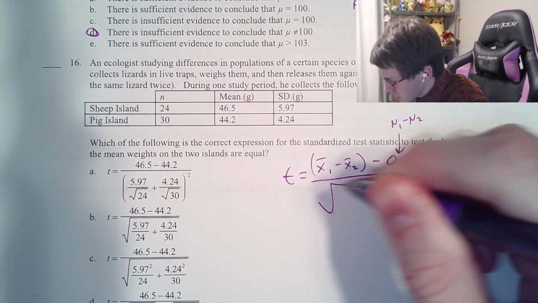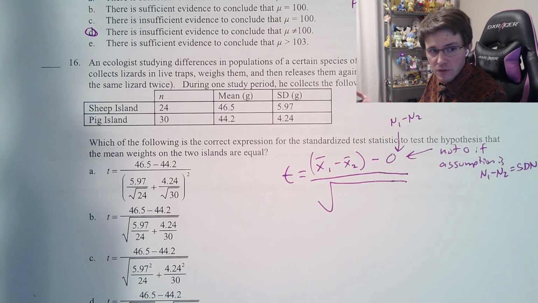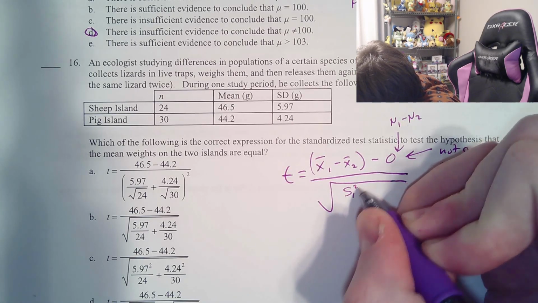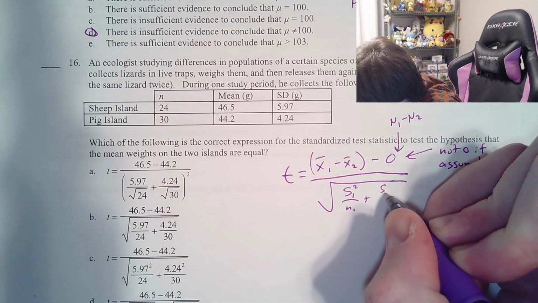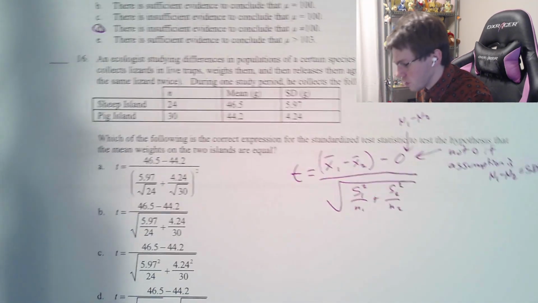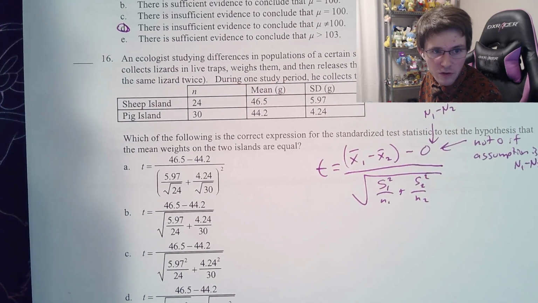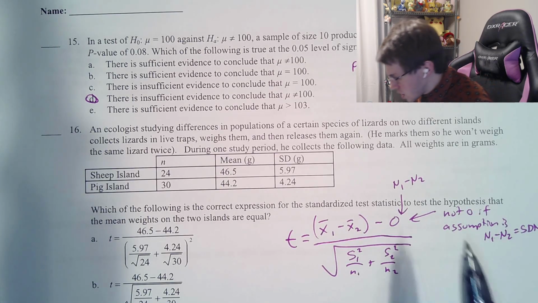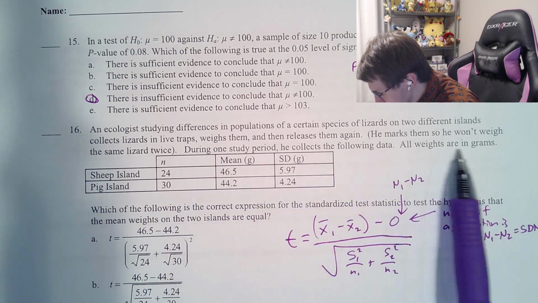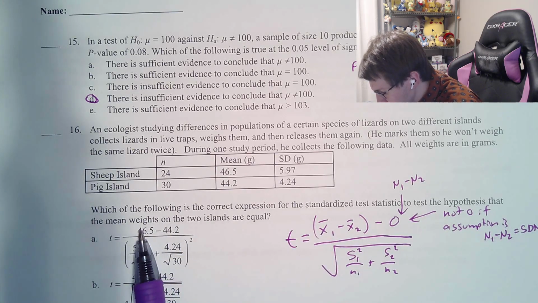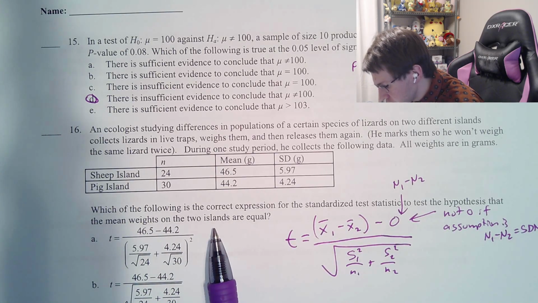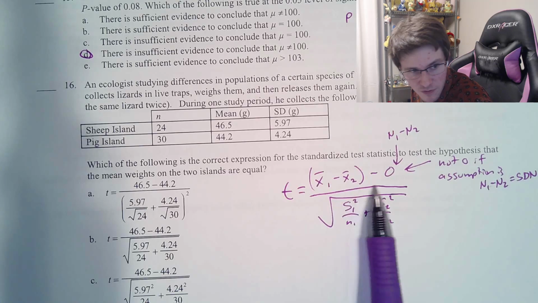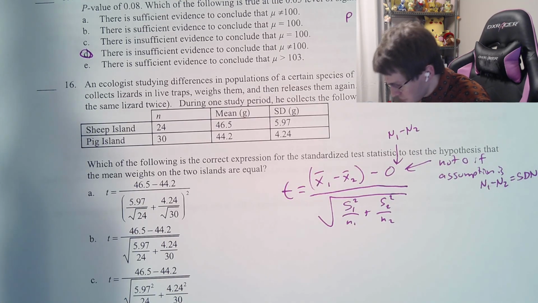Regardless, dividing by the square root here is going to be easier. It's just like the previous one. You have a square root over a sample size, but this one looks like S1 squared over N1 plus S2 squared over N2. So which one is that? Well, let's go figure it out. We are trying to test whether the mean weights are in fact equal. It looks like we did sheep minus pig. So sheep minus pig, beautiful. So the top is correct on all of them.